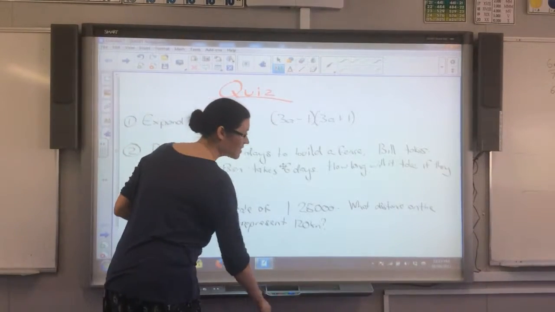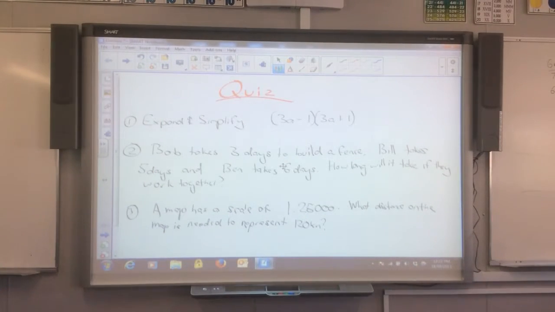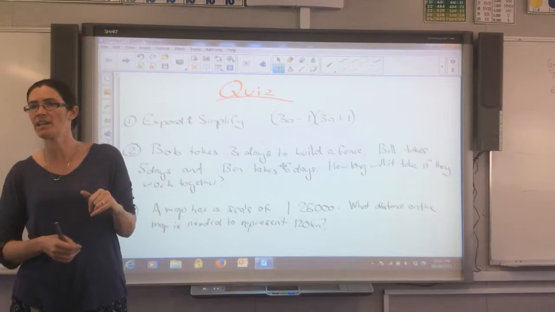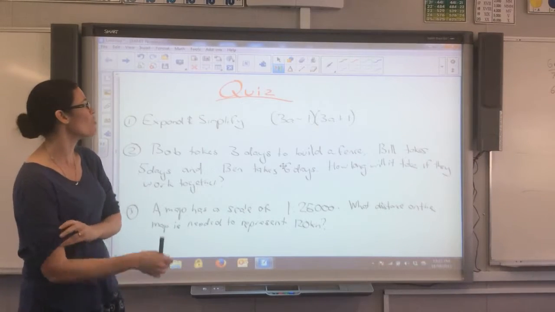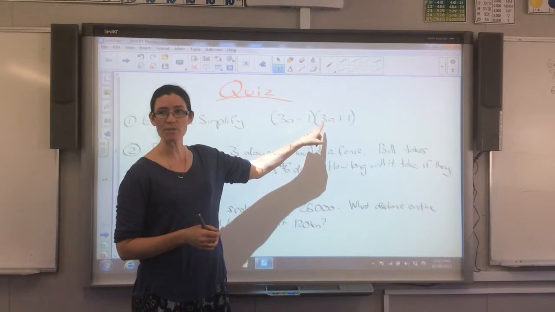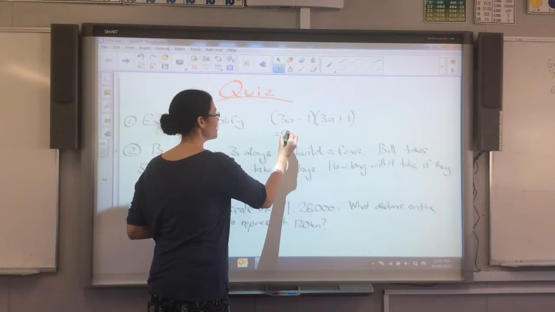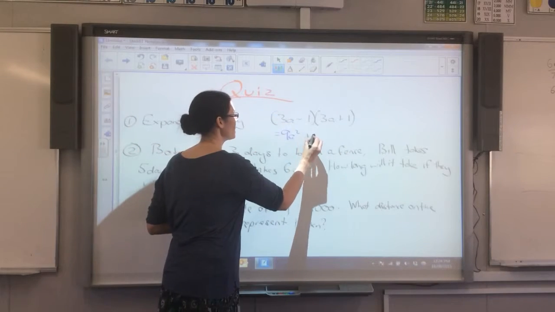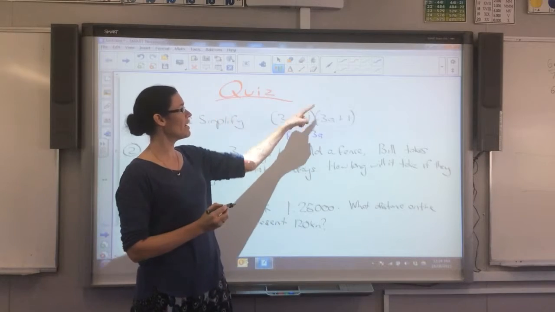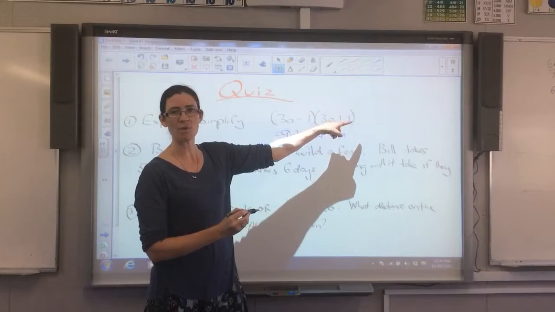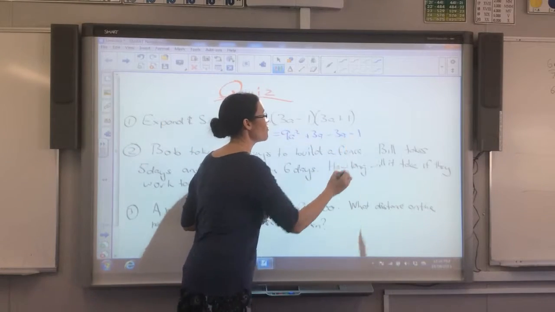Okay, so looking at today's quiz, the first question is expanding brackets. Now, some of you remembered the shortcut and you knew before you started that the middle two terms were going to cancel, but some of you have done it the long way, but you still get the same answer. So if we do 3a multiplied by 3a, that gives us 9a squared. 3a multiplied by positive 1 is 3a. I have negative 1 times 3a, which is negative 3a, and negative 1 times positive 1 is negative 1.